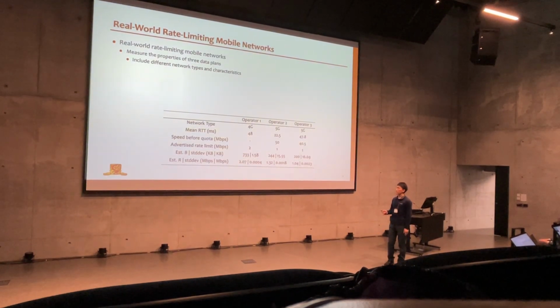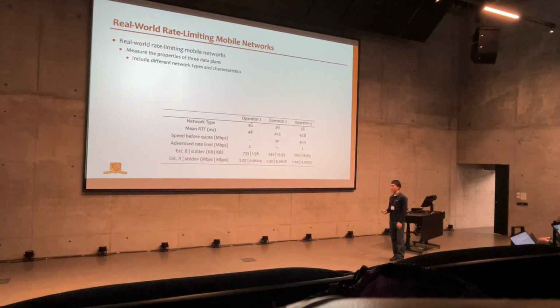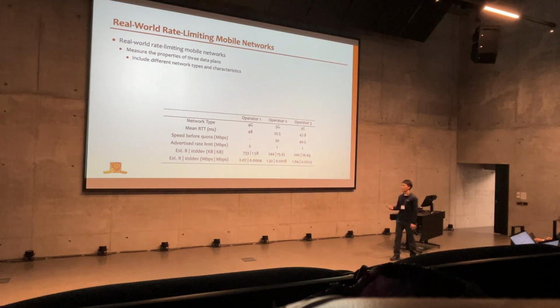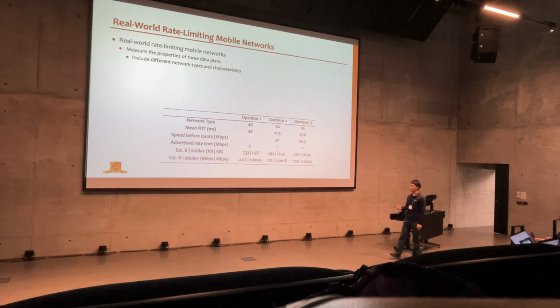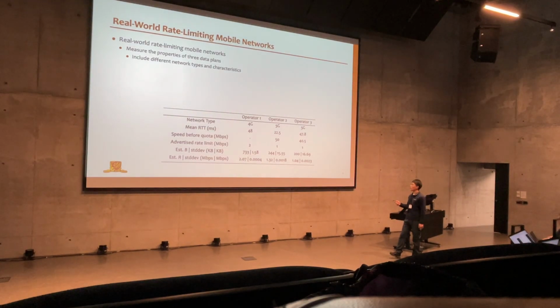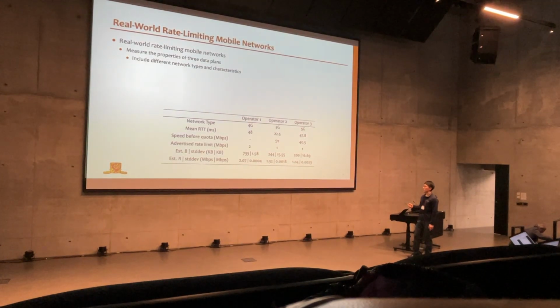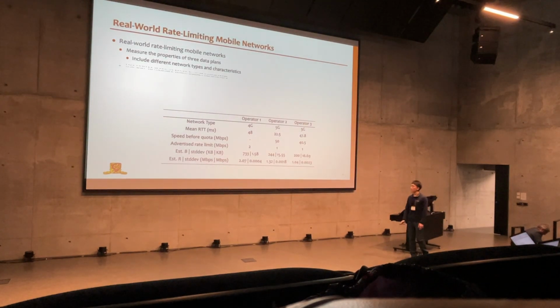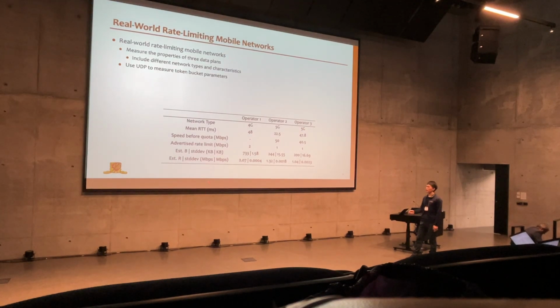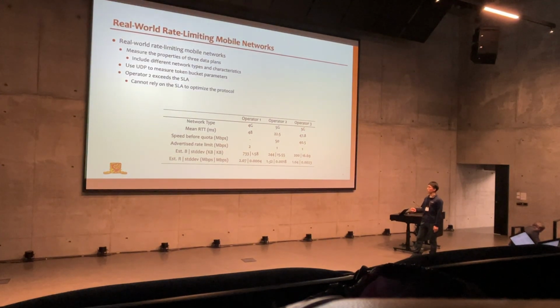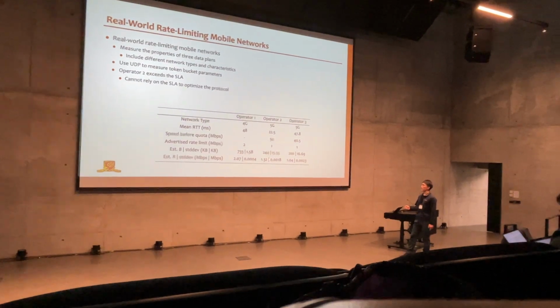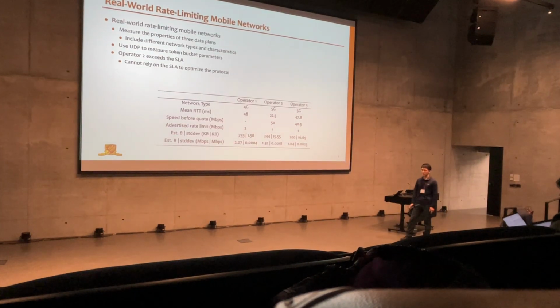We measured the properties of three data plans from three different operators, selected to cover different network types, 4G and 5G. They have different network characteristics, like different RTT and different rate limits, and two different rate limit plans. Operator 2 and operator 3 have a fixed data quota, after which they are subject to rate limiting. Operator 1 has no data quota and is subject to rate limiting throughout. We used UDP to measure the token bucket parameters B and R. We found that operator 2's estimated rate limit exceeds the SLA, so we cannot simply rely on the SLA to optimize the protocol.